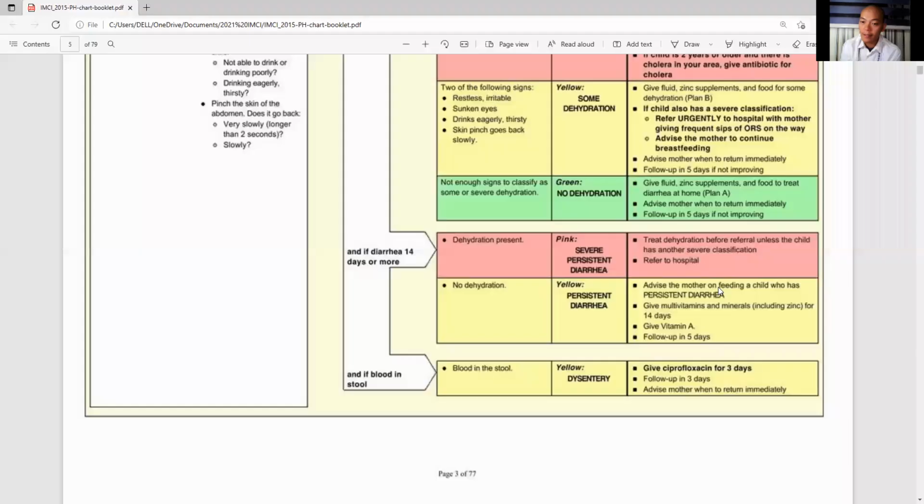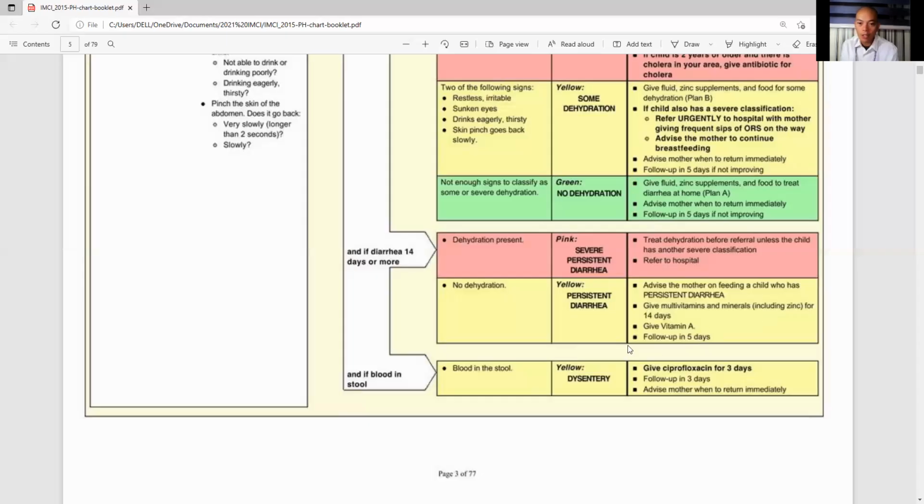Okay, there is medication here. Advise mother on feeding a child who has persistent diarrhea. We will see that. So where do I see this? Treatment for persistent diarrhea. It is all in your manual. We will go back to the table of contents and it is listed there. Give multivitamins and minerals including zinc. Okay, so even for COVID-19, zinc is very recommended because it tries to control the viral infection in the body. Zinc with vitamin C. Okay, so try to find zinc with vitamin C.